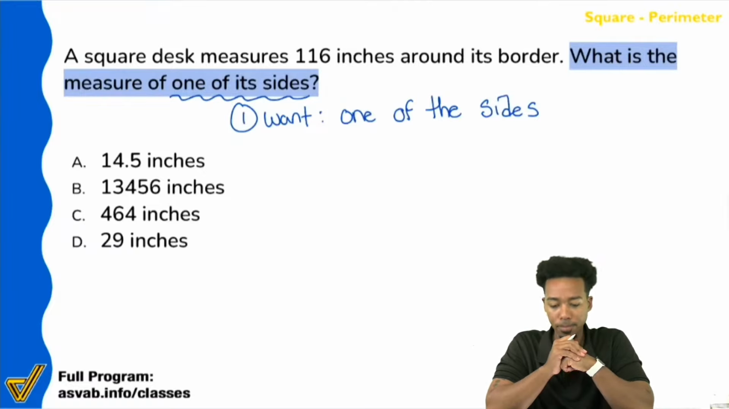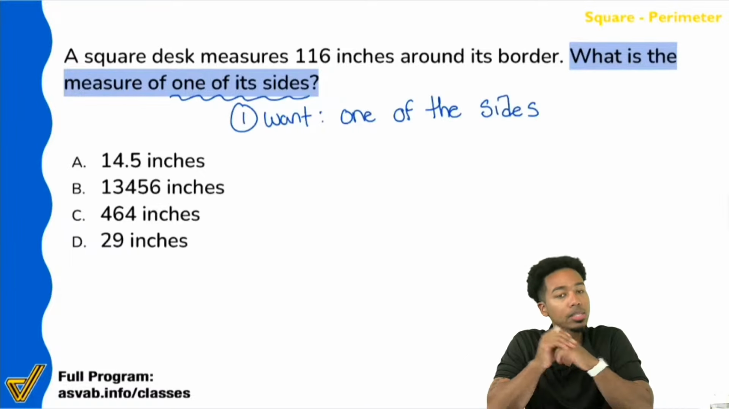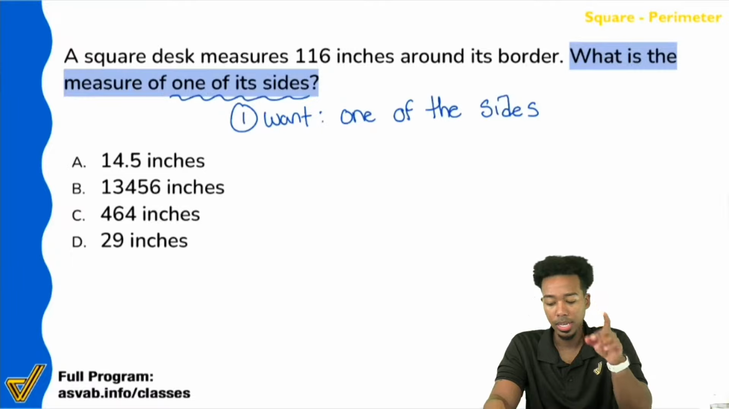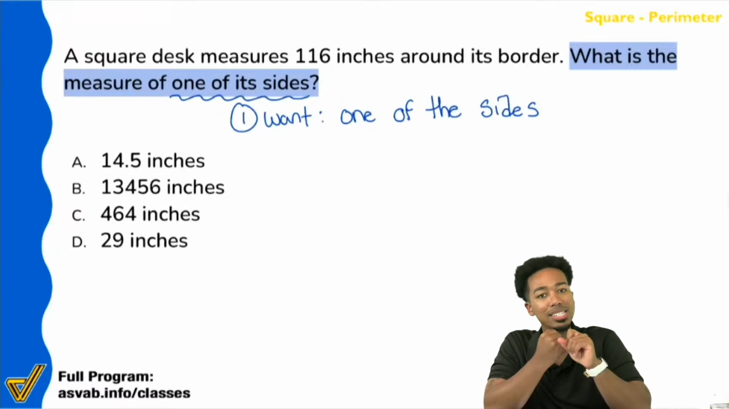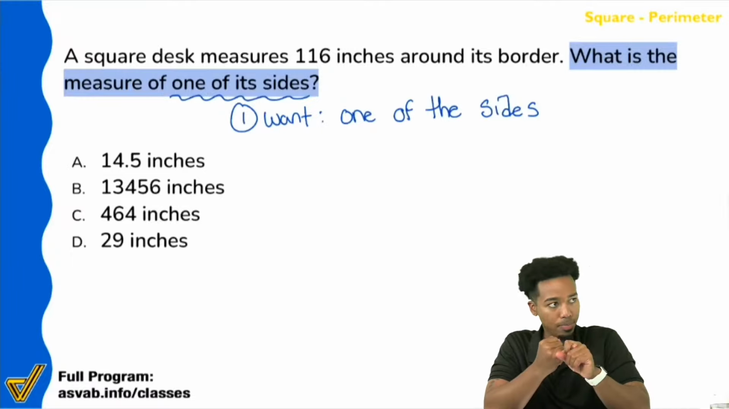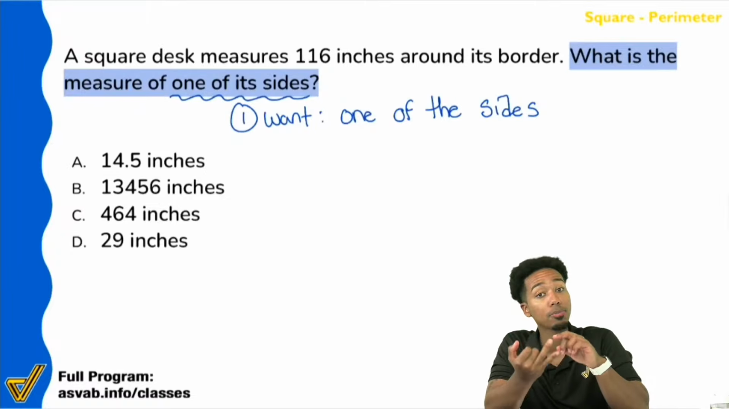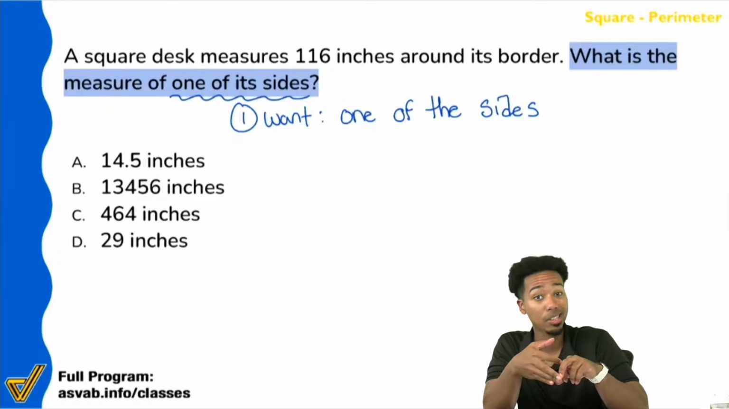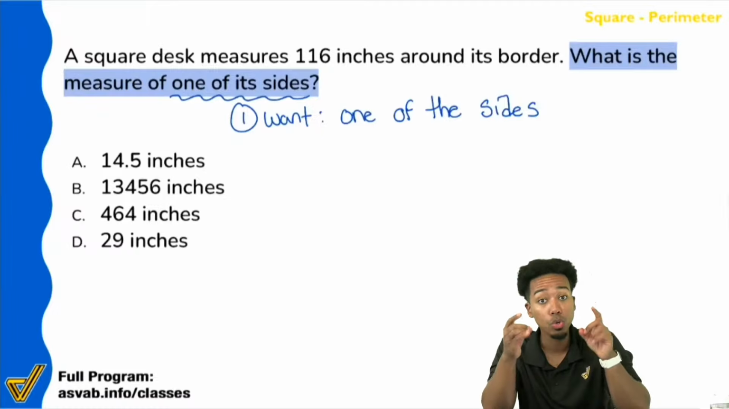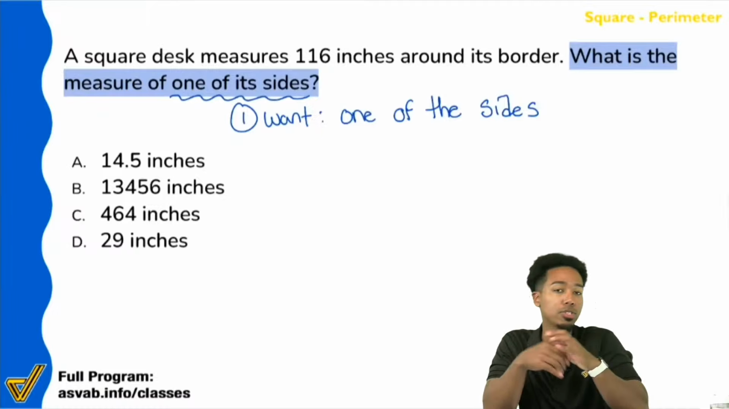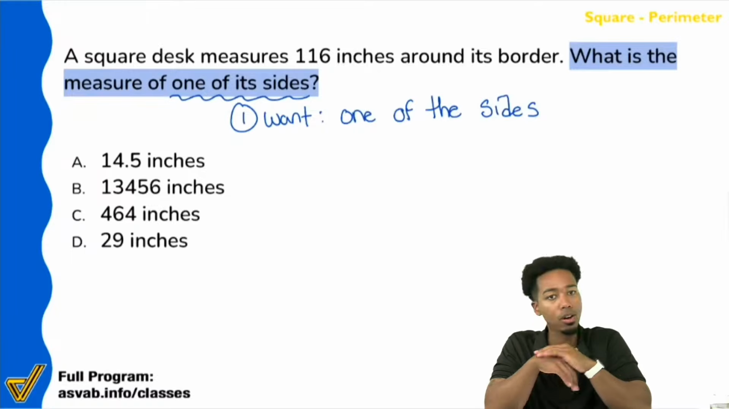Good. Now, let's go ahead and take down the information here. It said measure of one of its sides. Everyone, just like I said earlier with area and perimeter, if you have a question that's talking about a shape and it says find the length of one of its sides, you need to find out what shape you're dealing with. You need to know.